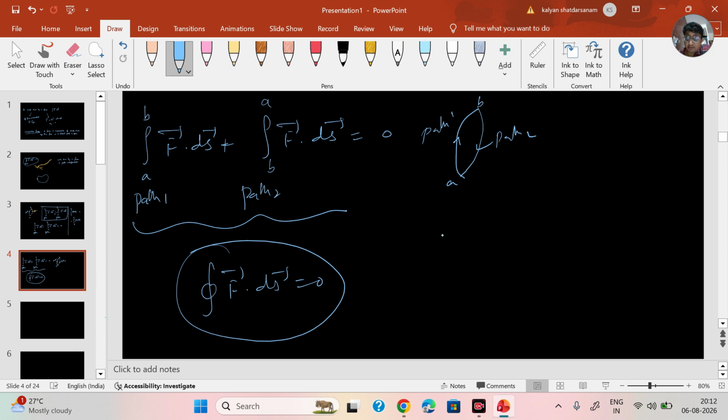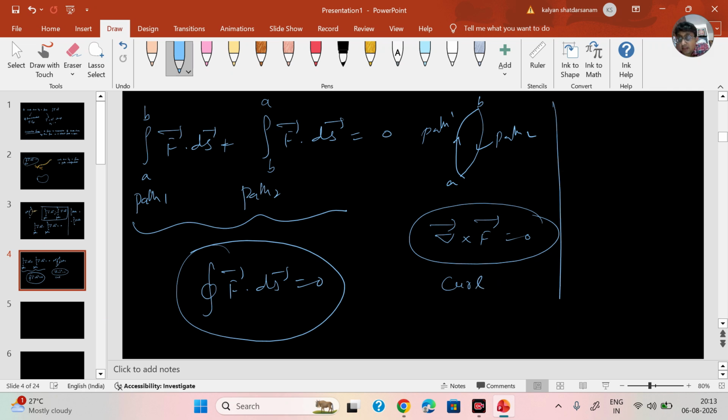Or there is a third statement which we were seeing. If del cross F is 0, that is, curl of the force is 0, it's conservative. See, we can use del in three ways. You can use del on a scalar like temperature. This is called gradient. Or you can use del with a dot product on some vector like force or velocity. This is called divergence. If you operate del with a vector using dot product, it's called divergence. If you operate del with a cross product on some vector, it is called curl of that vector.